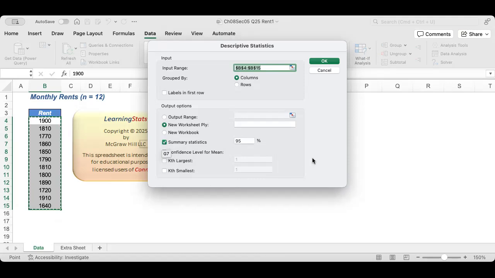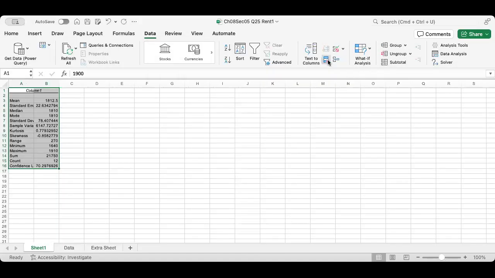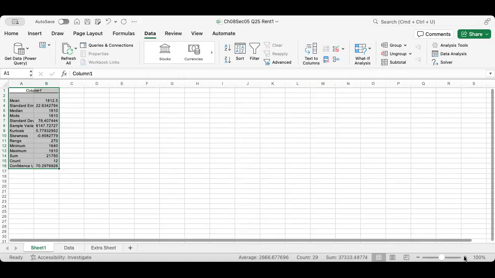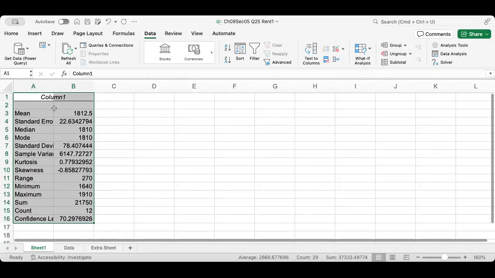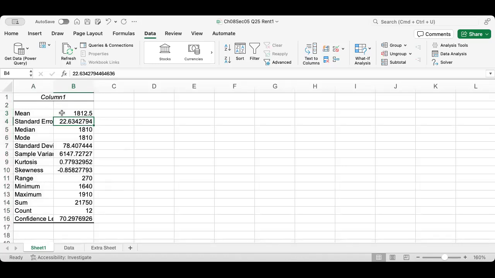But my summary statistics has a 95% next to it, right? I don't want 95%. What did I want? Book said I want 99%. Change that. There. It's going to do the lookup stuff automatically. I hit OK, and it generates this big new sheet that's very small, so let me blow it up. There's my mean. There's my standard deviation. And there's my confidence level.